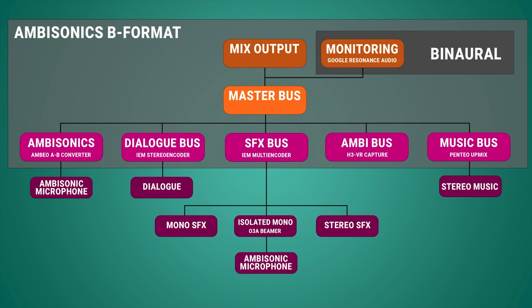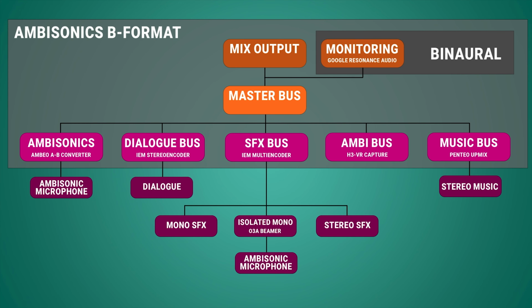I'll zoom out so you can get an overall view. Again, the basic idea, we're taking stereo and mono elements, converting them into Ambisonics B format, and then we're combining them all together, and then we also need to monitor that, and that's what we're using Google Resonance Audio for. Pretty basic what a typical workflow for an Ambisonics mix would look like.